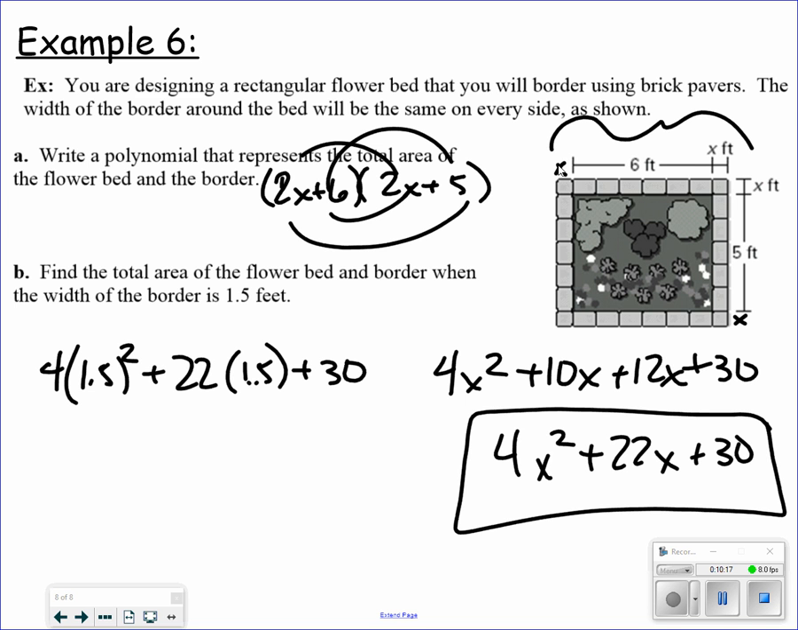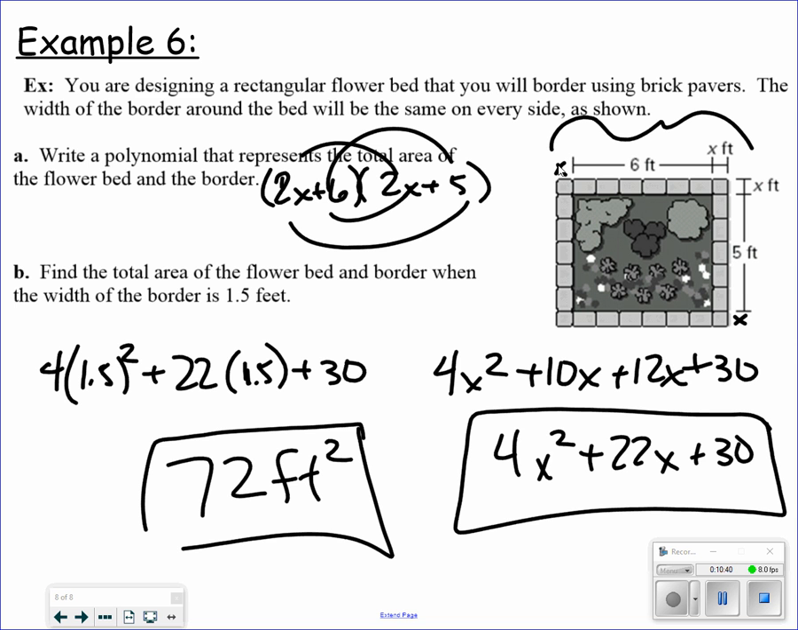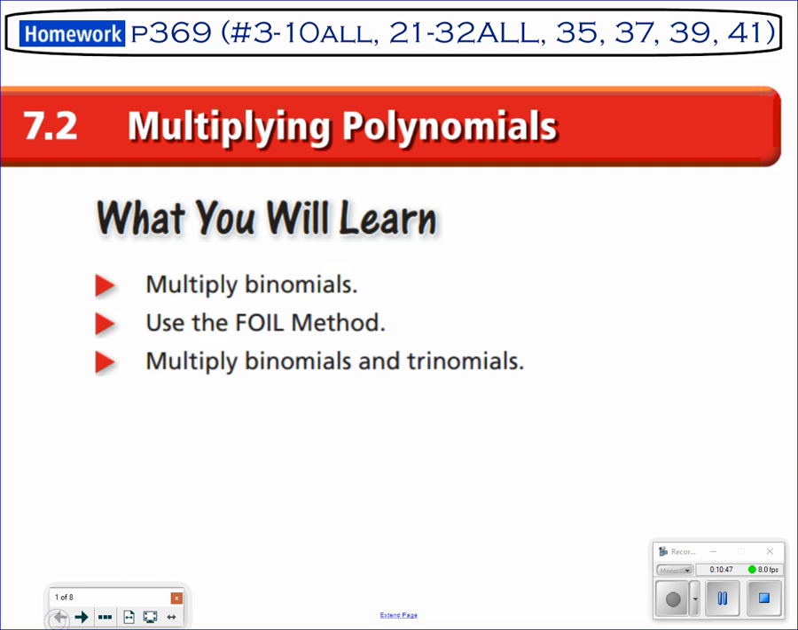So I'm going to pull out a calculator now, and I'll just say it out loud as to what I'm typing in. So 4 times 1.5 squared plus 22 times 1.5 plus 30. And so the total area of this particular flower bed, if I decide to use a 1.5 foot border, is 72 square feet.